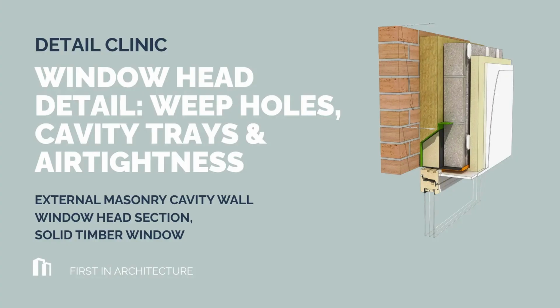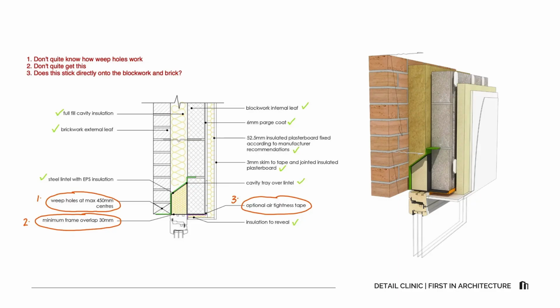Today's junction is an external masonry cavity wall window head. By the end of this session, you'll understand how weep holes and cavity trays work together to manage moisture above openings, why the minimum frame overlap and setback matters for thermal performance and weather protection, how the airtightness tape connects the window to the internal wall build-up, and how the insulation and structural elements link for thermal continuity.